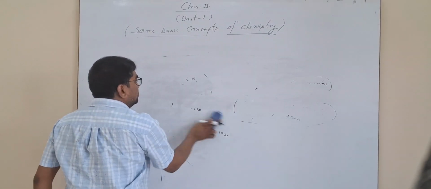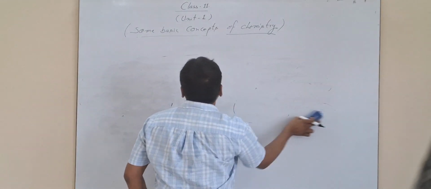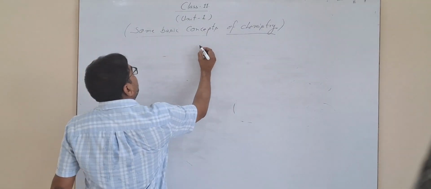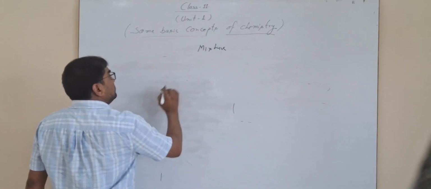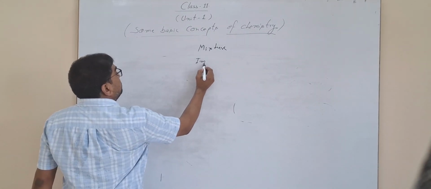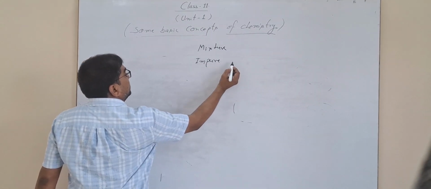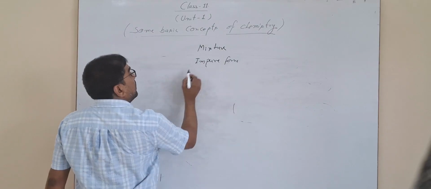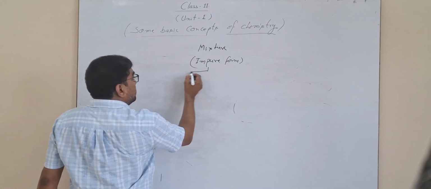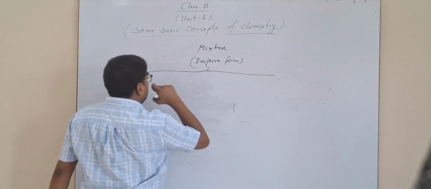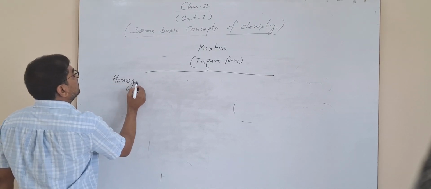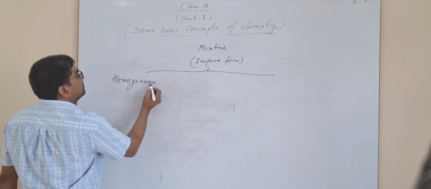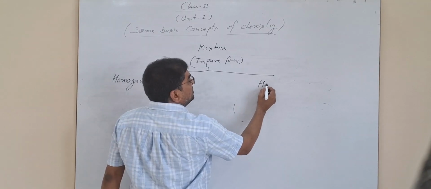Next is mixture. Mixture is an impure form of matter. Mixture is divided into two parts: homogeneous and heterogeneous.